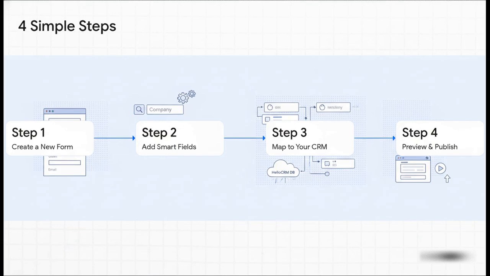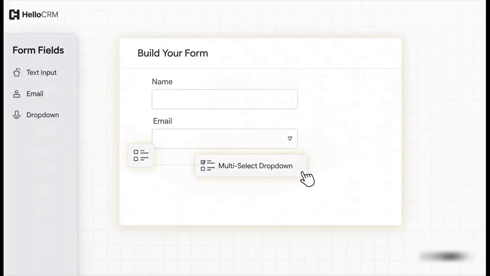First, we create the form. Second, we add some smart fields. Third, and this is key, we'll map those fields to our CRM. And finally, we'll preview and publish. Seriously, it's that easy. Okay, so let's jump right into the HelloCRM Marketing Suite.